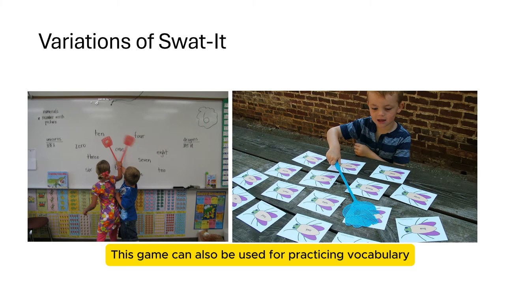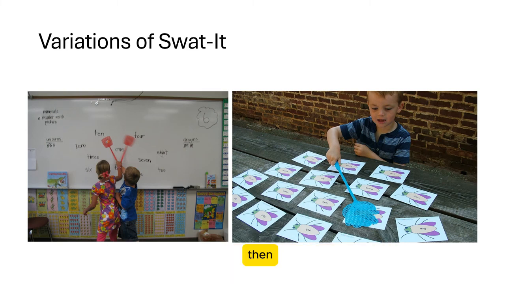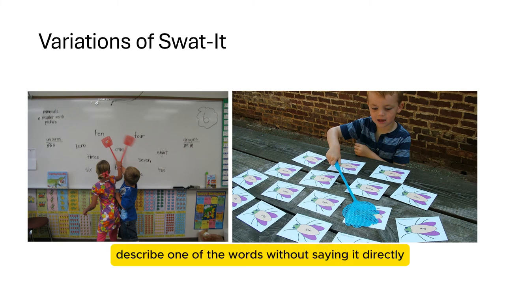Now, this game can also be used for practicing vocabulary. Place several vocabulary words on the board or desk, then describe one of the words without saying it directly. Students take turns coming up to the board and swatting the word that matches the description.